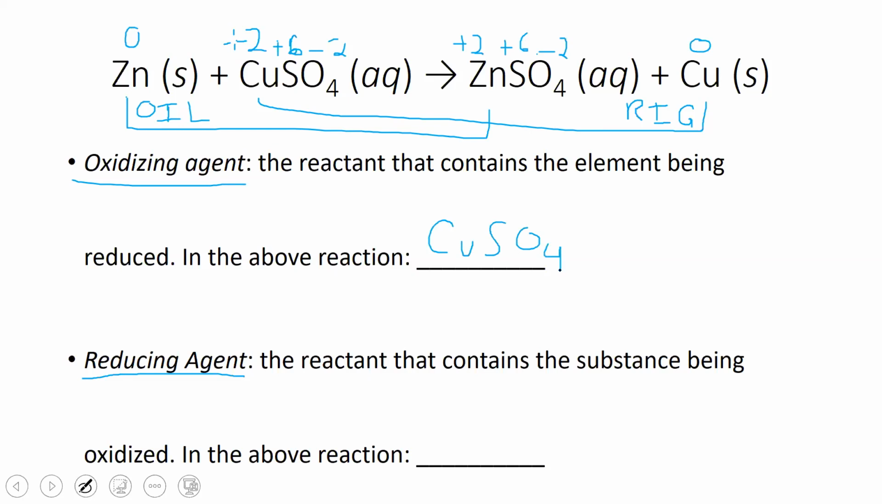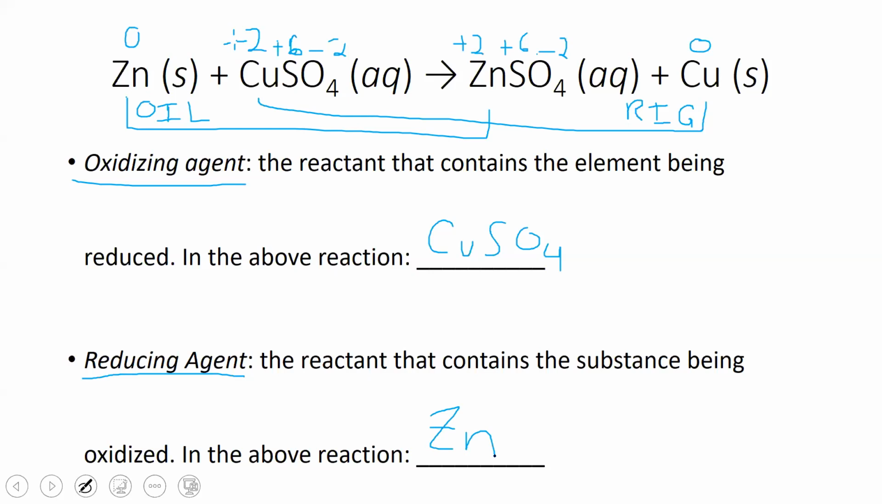And the reducing agent is the reactant that has the substance being oxidized. In that reaction, copper is being reduced. The thing that's being oxidized is the zinc, and so the zinc in this case is going to be our reducing agent. It's the thing that does the reducing. And so that allows us to tie up redox chemistry from the standpoint of identifying what's being oxidized or reduced, identifying the oxidizing and reducing agents, using oxidation numbers to find all of that.